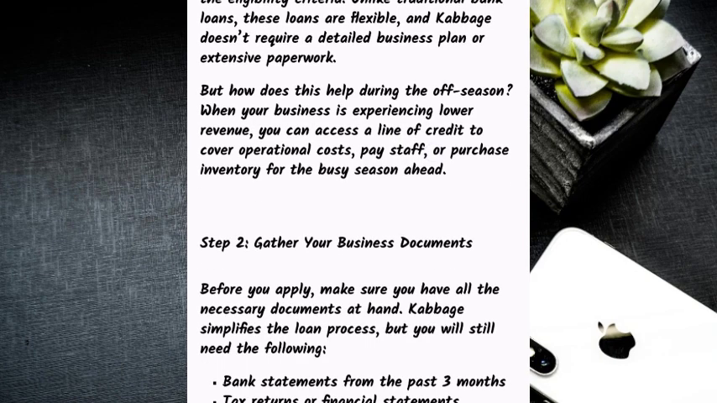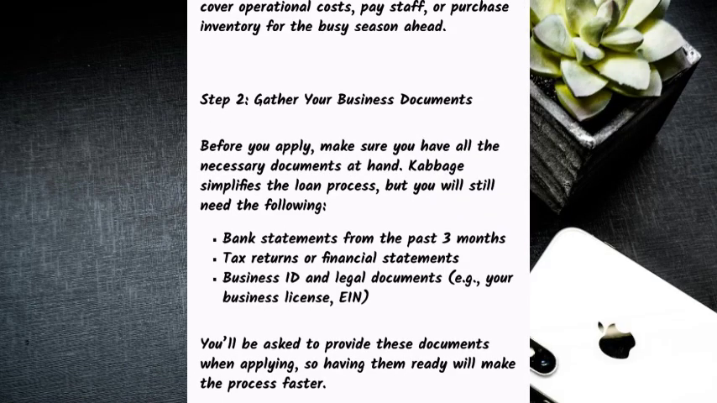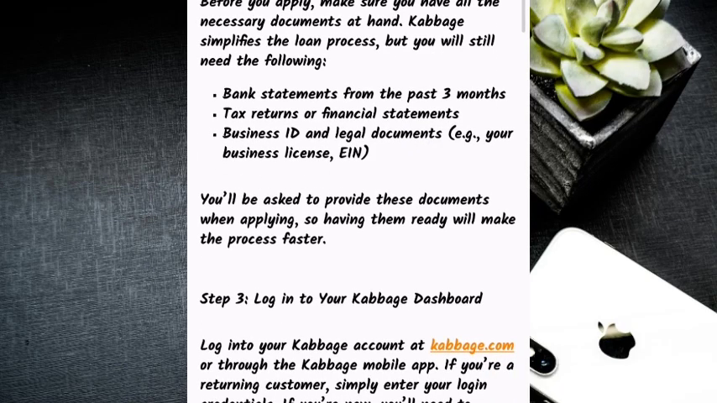Step 2, gather your business documents. Before you apply, you want to make sure that you have all the necessary documents at hand. Kabbage simplifies the loan process, but you will still need the following. You're going to need bank statements from the past 3 months, tax returns or financial statements, as well as business IDs and legal documents. You will be asked to provide these documents when applying, so having them ready will make the process a lot faster.